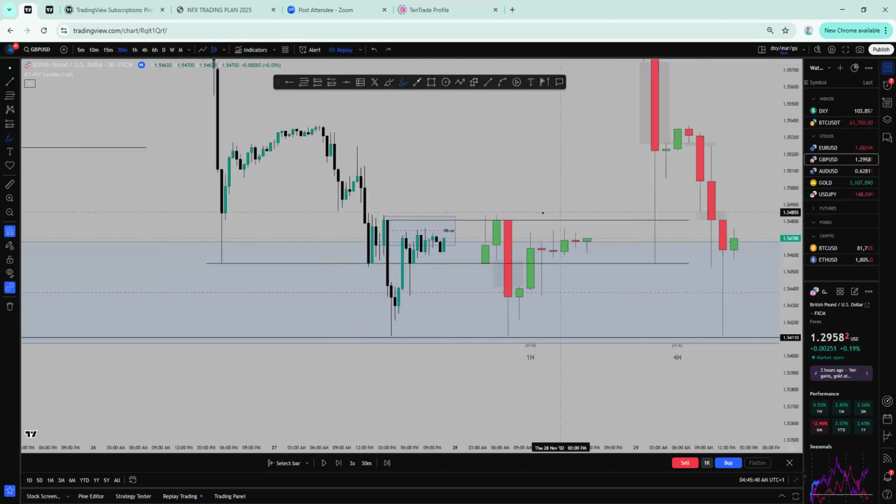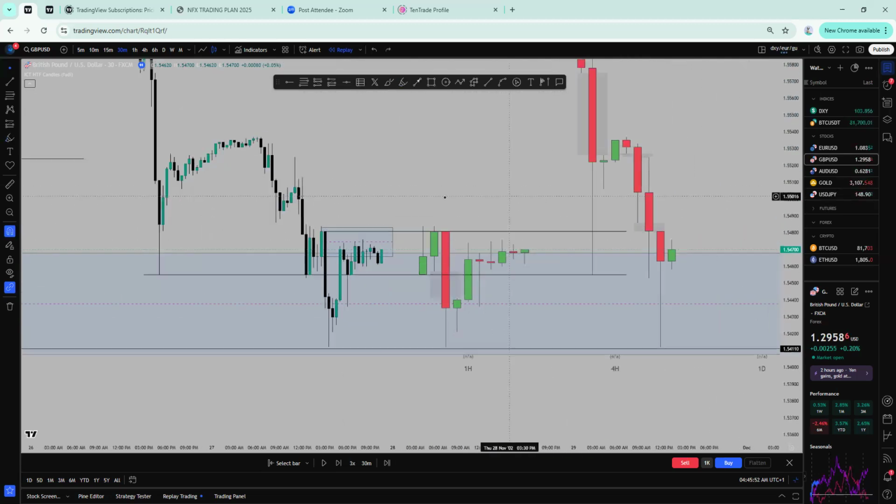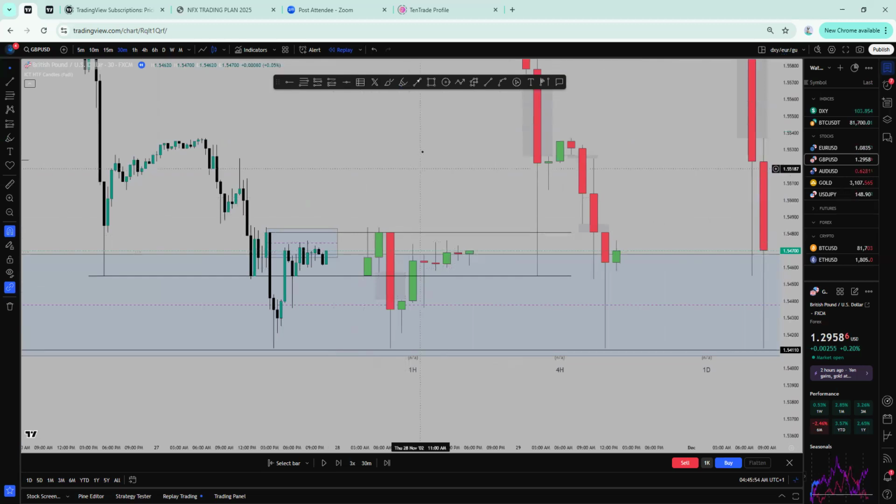We need to see this other block broken, and then a retest of it, and we can start buying from there. If it's broken, then this 1-hour manipulation candle as well will be broken, and from there we can have a retest of it also. This 4-hour will be there as well to confirm. All right, so let's see what happens from here.